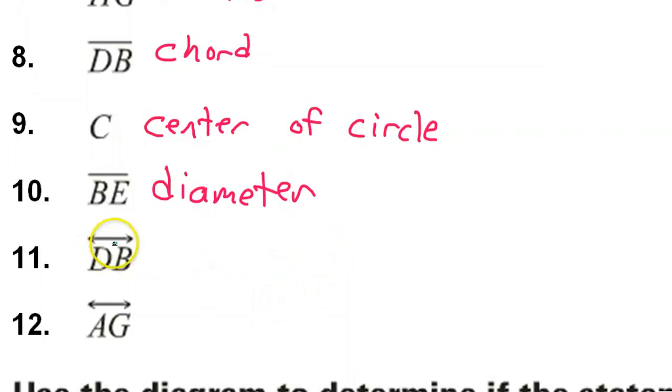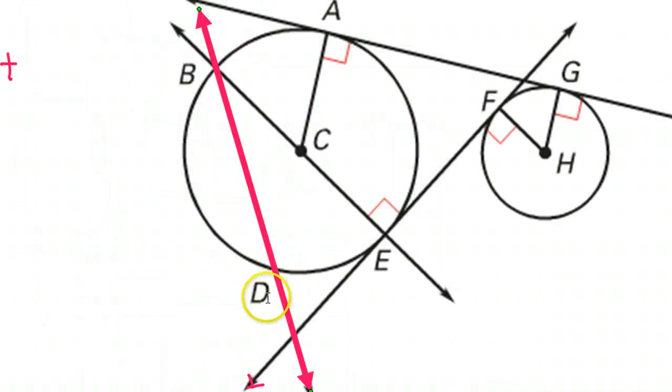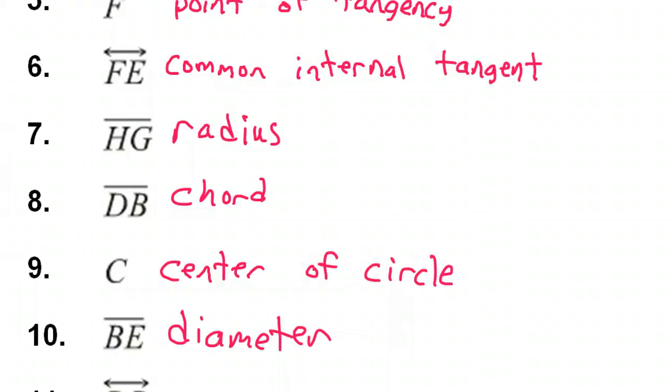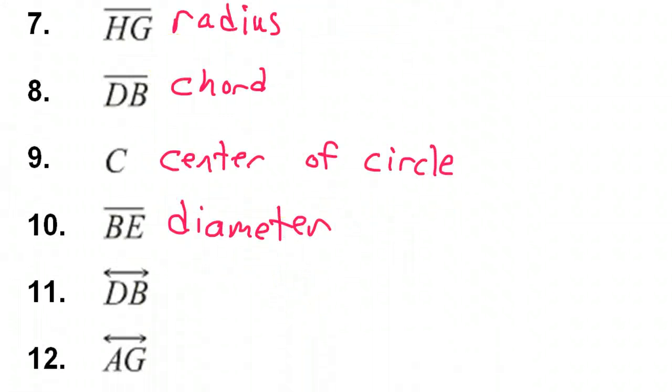Okay, how about line DB? Here's line DB. Alright, passing through point D and point B and going forever. What do you call a line that just cuts through the circle like that? That is called a secant.